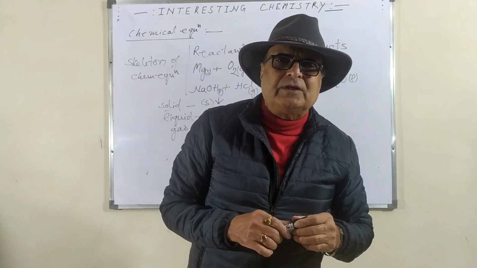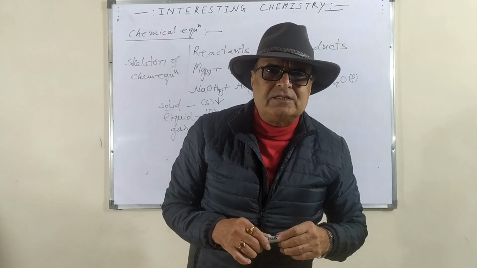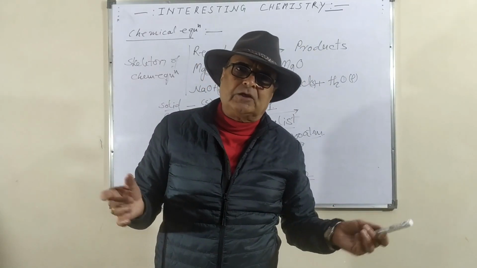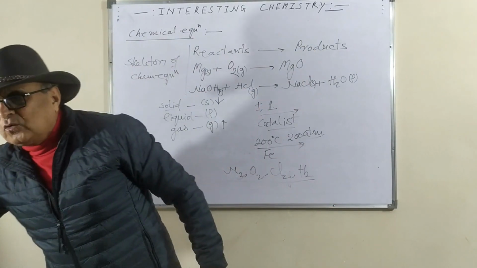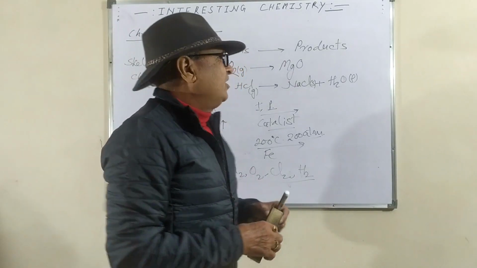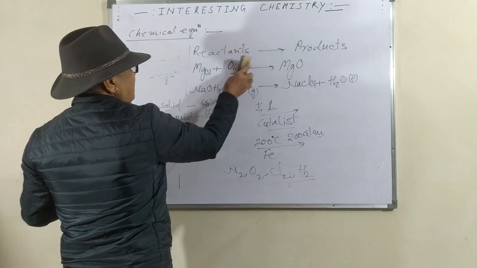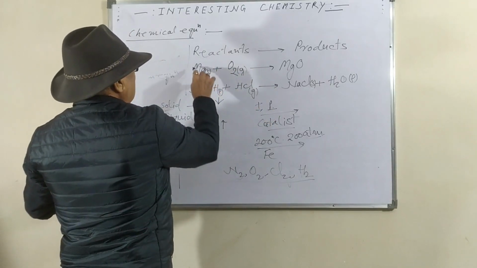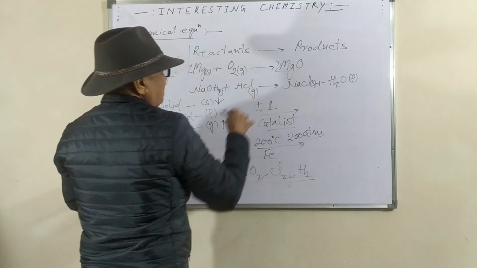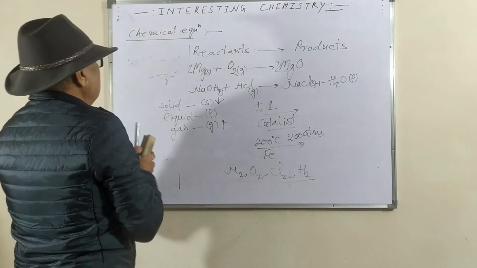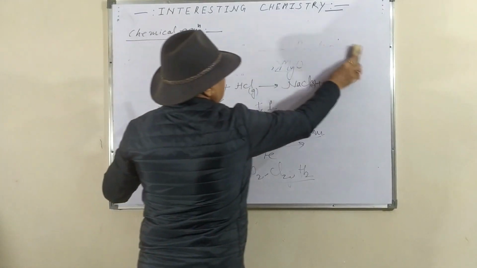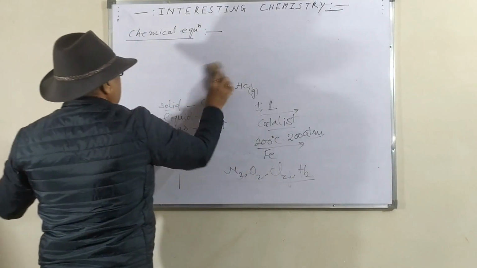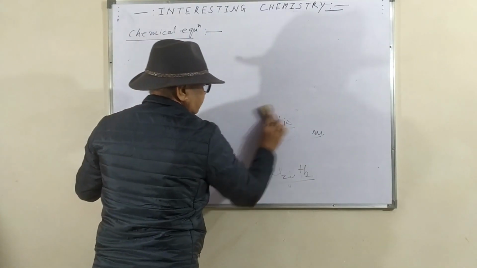So now I am telling you about the balancing of chemical equations. The first question that arises is what is the need for it. This is not balanced. You can write here 2Mg and 2MgO. This is a balanced equation, but I am telling you about the balancing of chemical equations.